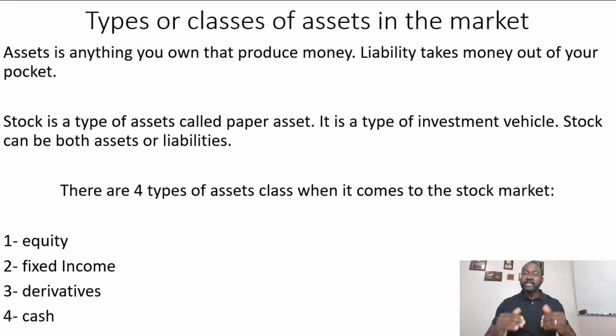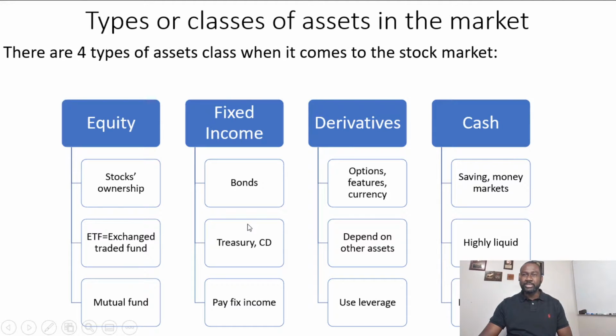The stock can be both an asset and sometimes a liability. A stock is an asset when it's producing, when it gives you dividends. But you might invest some money and start losing money, and in that case your asset can become a liability. There are four types of asset class when it comes to the market: equity, fixed income, derivative, and cash. If you have cash, you have an asset because you can use it.